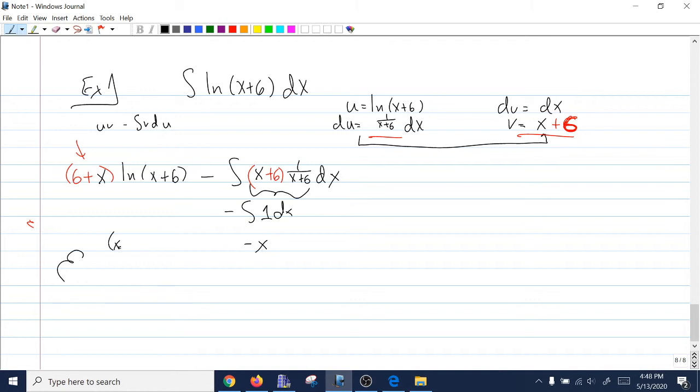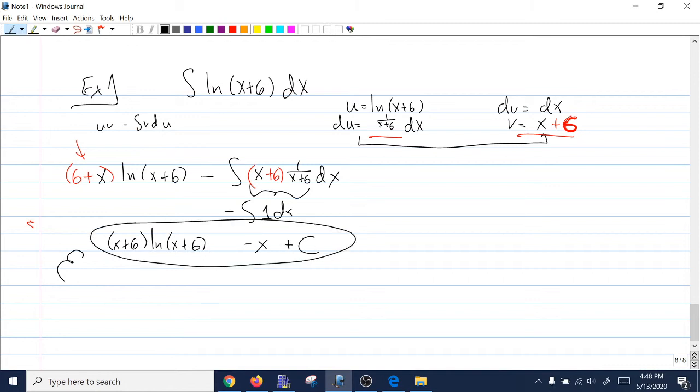I have x plus 6 natural log x plus 6 minus x plus a constant. There's our answer. Hooray! Once in a while, a student will be excited about, oh, I gotta remember this absolute value. We don't put an absolute value here because at no point did we integrate 1 over x. The absolute value shows up when you integrate 1 over x. We only took a derivative of the natural log they gave us, so there's no reason for us to add an absolute value.